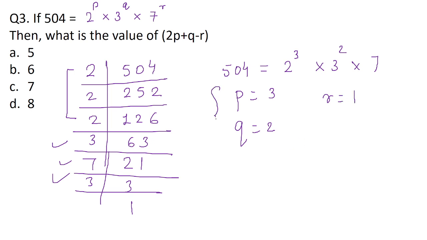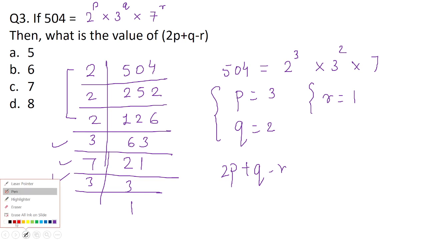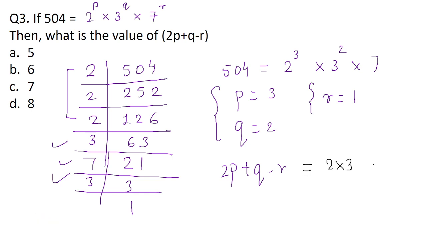So insert these values in the equation. 2p plus q minus r, this will give me 2 into, sorry, just a minute. This will give me 2 into 3 plus 2 minus 1. That is equal to 6 plus 2 minus 1. This will give me a total of 7. Option number C is the correct answer for the given question. I hope you have got this question. Moving ahead.